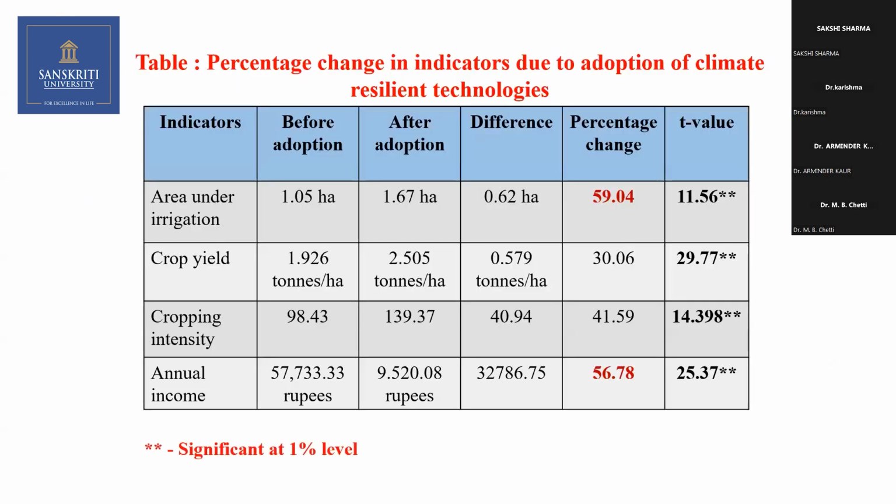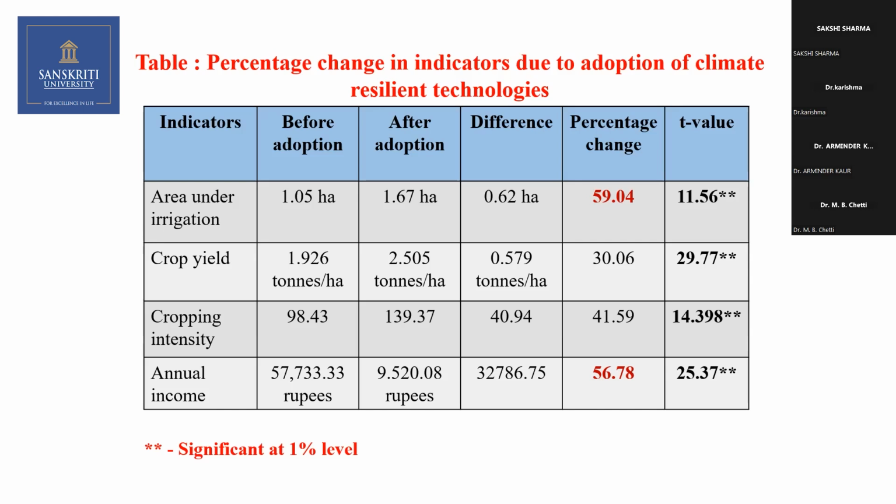Now, these are the 4 indicators, before and after. You can just see they had 1.05 area before adoption, and after adoption, it has increased. So you can say that because of the adoption of climate resilient technologies, their area under irrigation has increased drastically, which is statistically significant, with 11.56 as the T value. You can see there is a 59.04% change in the area under irrigation. Farmers have shifted themselves into the area and they were using irrigation.